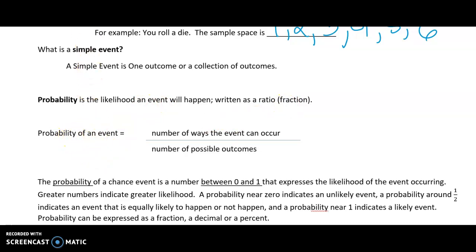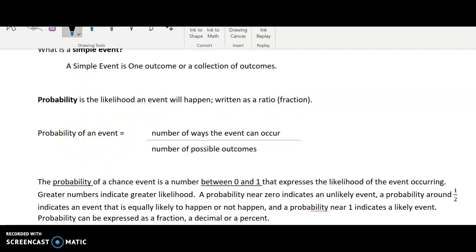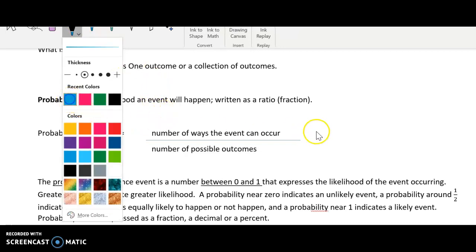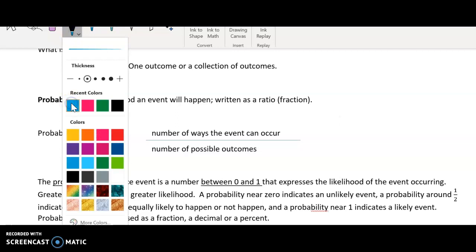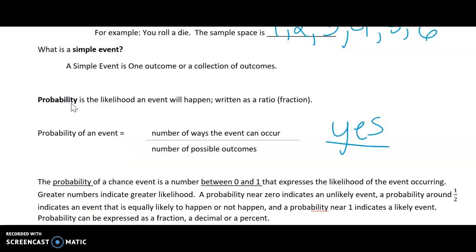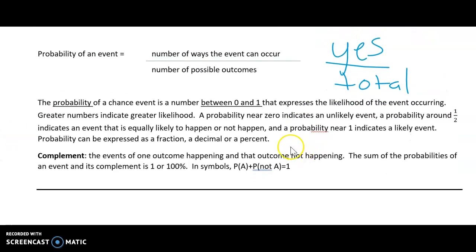Probability of an event is the number of ways an event can occur over the number of possible outcomes. I always have said that it is the yes over the total. The probability, or chance, of an event is a number from 0 to 1 that expresses the likelihood of the event occurring. Greater numbers indicate greater likelihood.